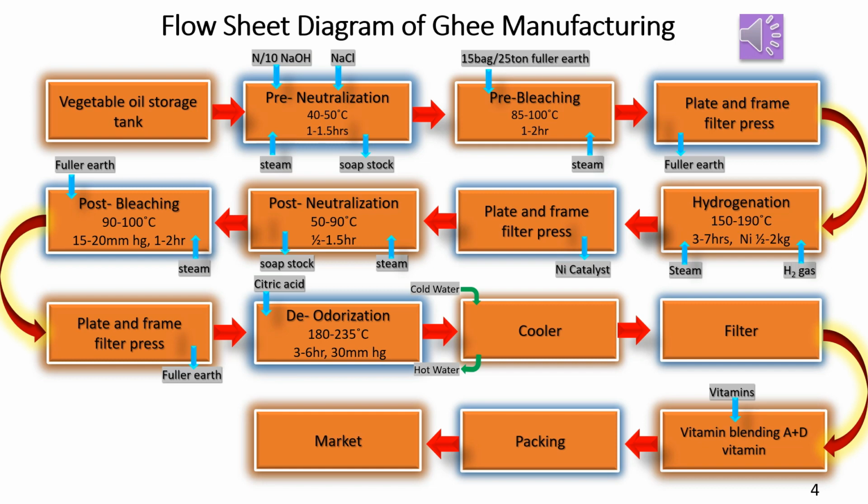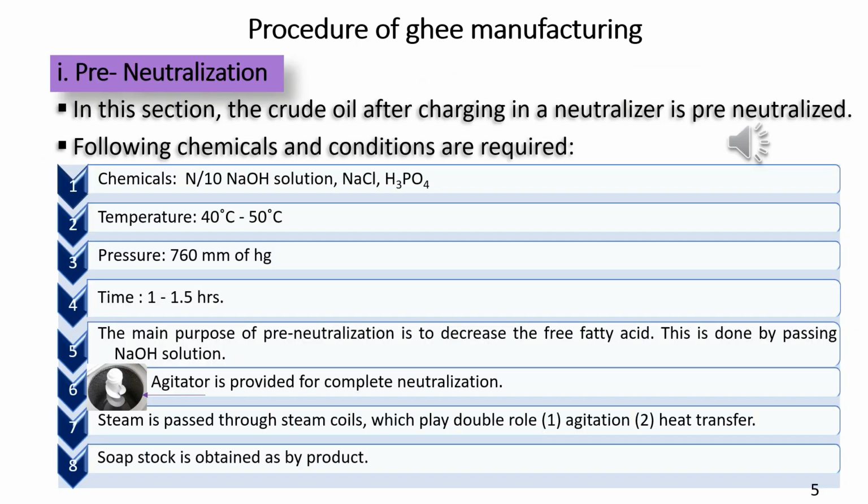We studied the flow sheet diagram of ghee manufacturing in the last lecture. Now we will study about the processes of ghee manufacturing one by one. Procedure of ghee manufacturing. First step is pre-neutralization. In this section, the oil which is present in vegetable oil storage tank is taken into the neutralizer, which is then pre-neutralized. So following chemicals and conditions are required.